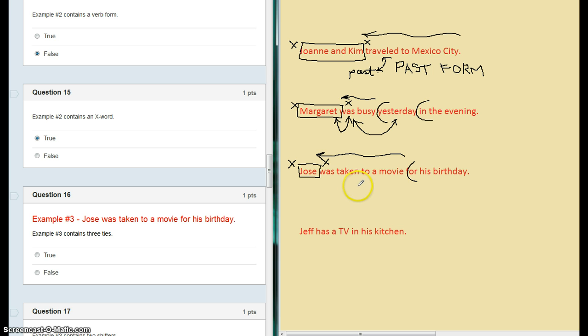And now let's look at our ties. Was ties with the subject Jose. Was ties with the past. X words always tie with time.